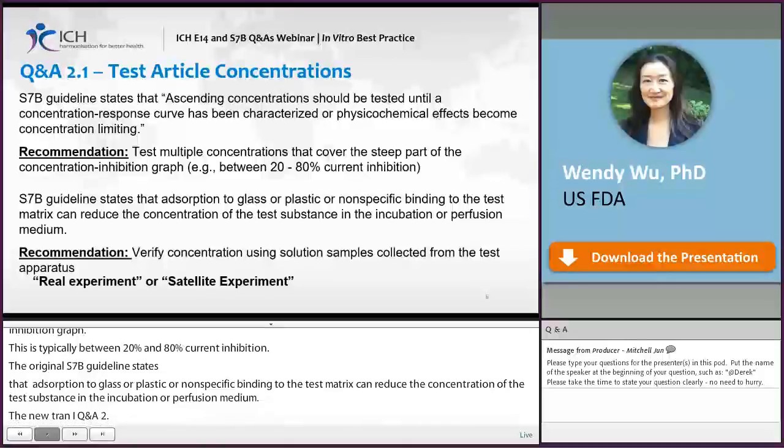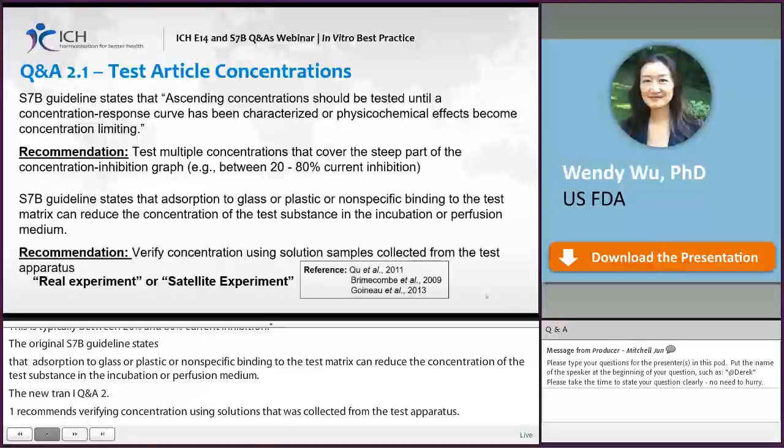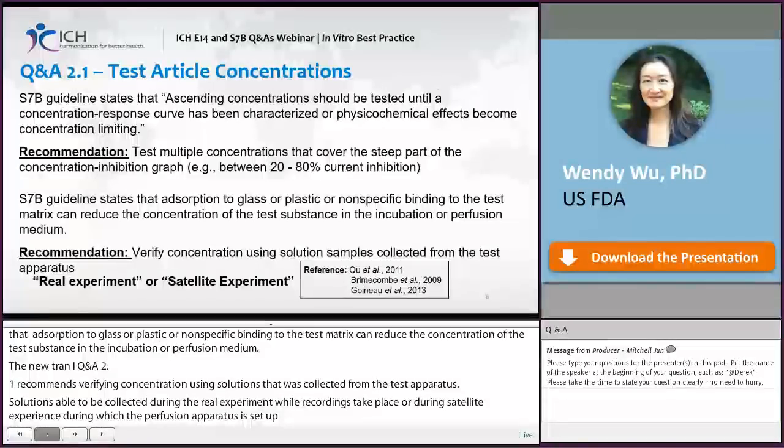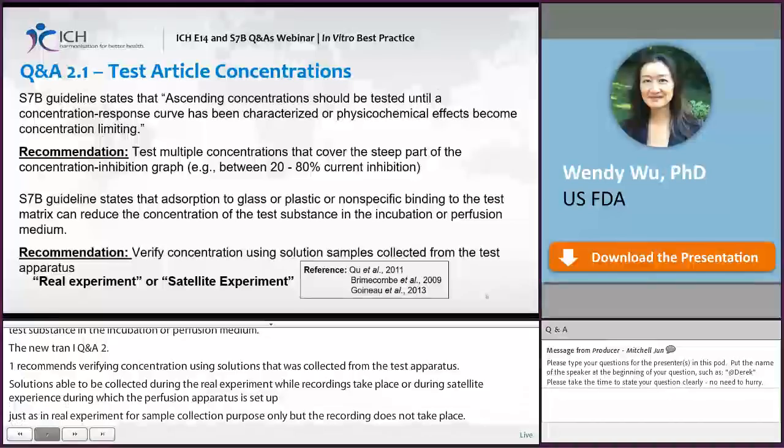Solution samples can be collected during the real experiment while recordings take place, or during satellite experiments during which the perfusion apparatus is set up just as in a real experiment for sample collection purpose only, but the recording does not take place. And here are some references that show drug loss during electrophysiology experiments and the impact of using verified versus nominal concentrations on drug potency estimation.